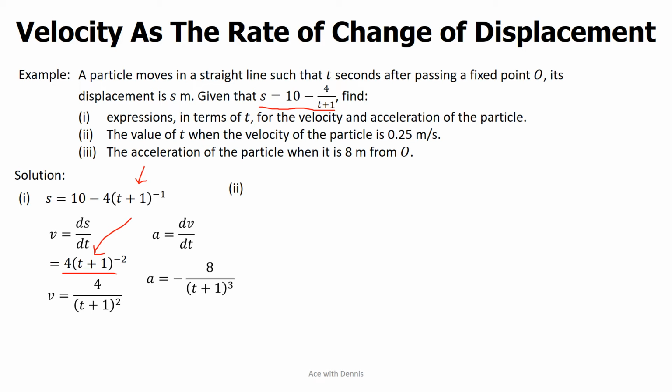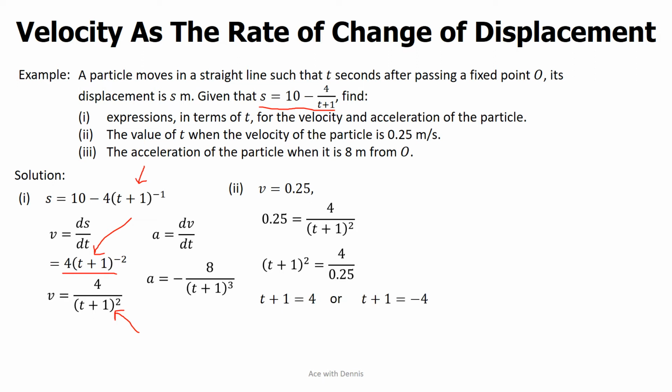For 2, given that the velocity is 0.25, we just need to substitute 0.25 into the equation of the velocity, which becomes 0.25 equals 4 over (t plus 1) squared. And we solve this equation: (t plus 1) squared equals 4 over 0.25. So t plus 1 equals 4, or t plus 1 equals negative 4. t equals 3 seconds, or t equals negative 5. We reject the negative value as the time is always positive.